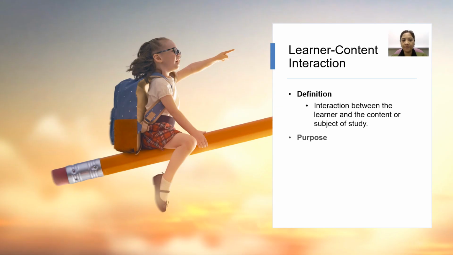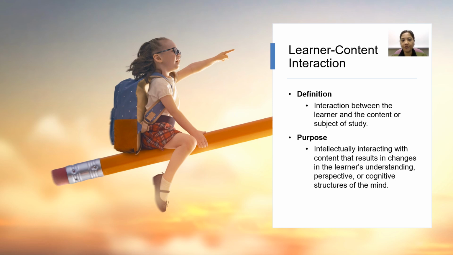The first type of interaction is the learner to content interaction. This interaction takes place between the learner and the content or subject of study. It is a defining characteristic of education, and without it, there cannot be education. It is true intellectual interacting with the content that results in changes in the learner's understanding, perspective, or cognitive structures of the mind.